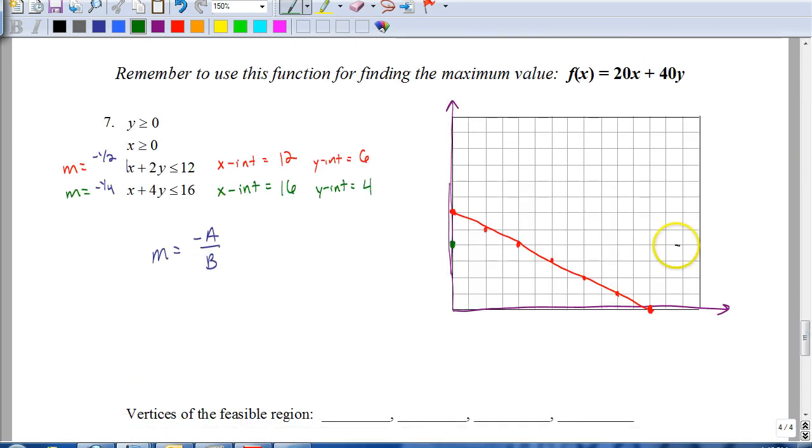So using my y-intercept of 4 and my slope of negative 1/4, I go down 1 to the right 4, down 1 to the right 4, down 1 to the right 4, down 1 to the right 4. So you can see it's okay that my line goes off the graph here because we don't need that section.